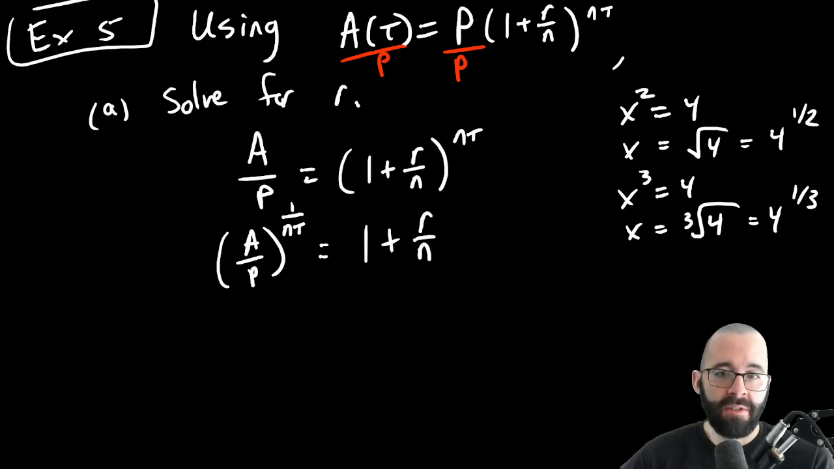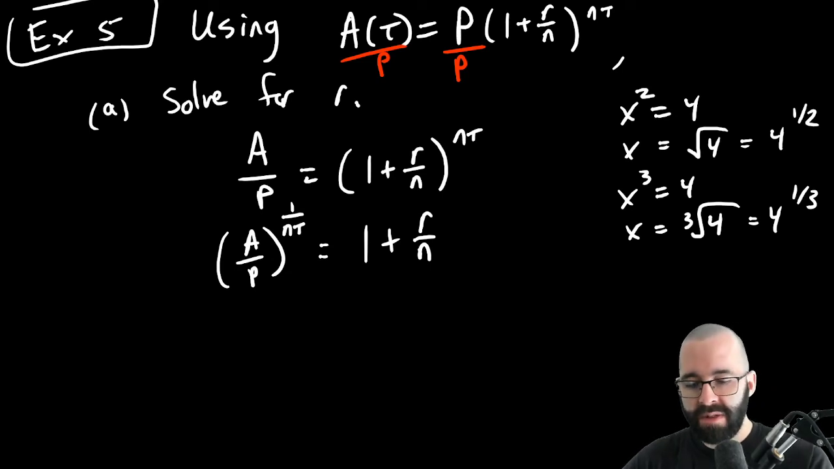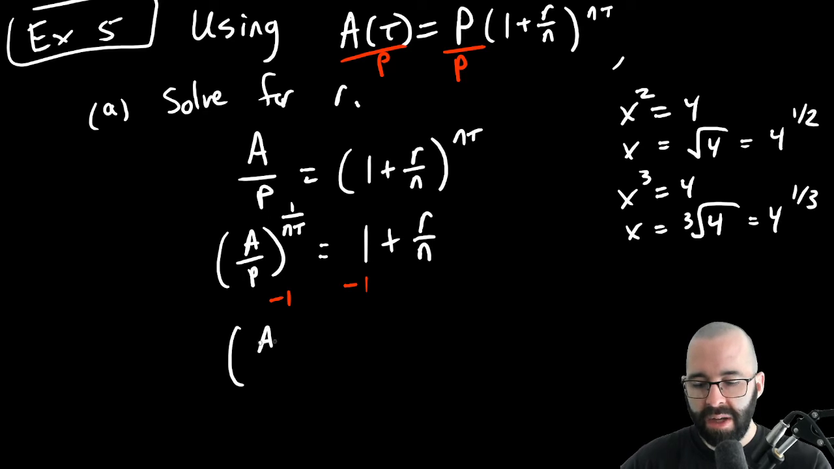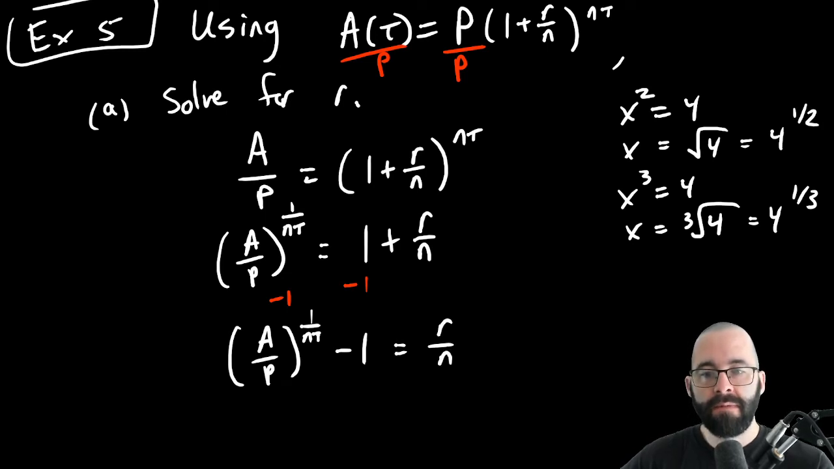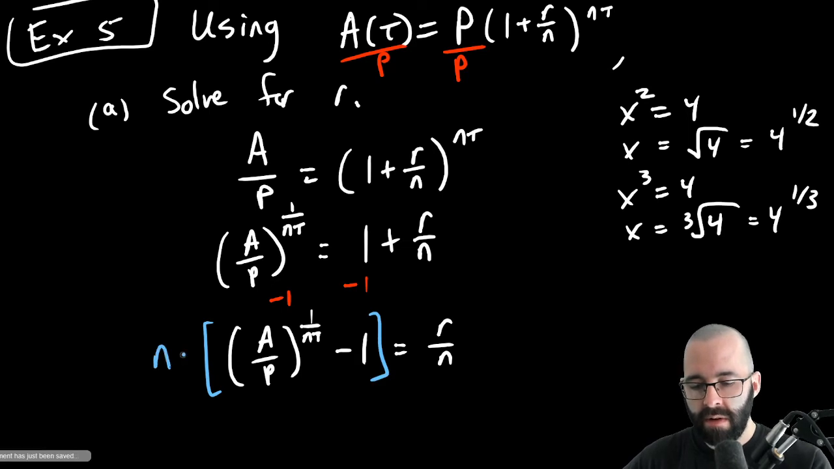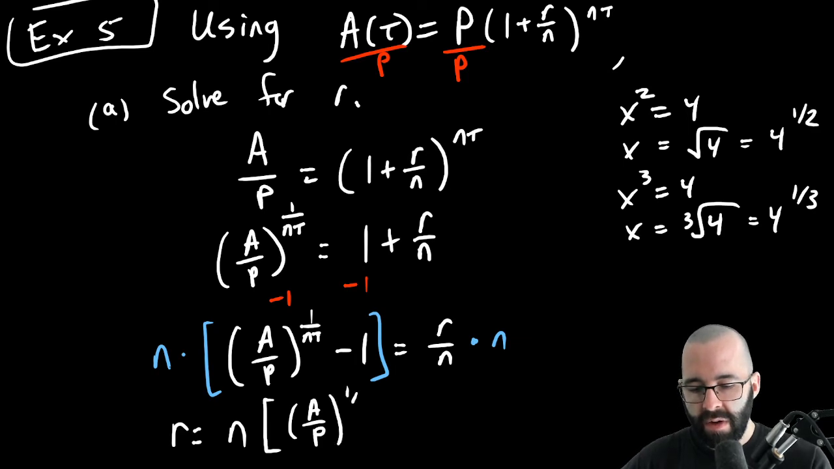So we're trying to get R, so we'll just subtract 1 now. Can't combine like terms on the left, so it'll just be A over P to the 1 over nt minus 1 equals R over n. And now multiply both sides by n. That's going to give us our answer: our interest rate is equal to n times A over P to the 1 over nt minus 1.